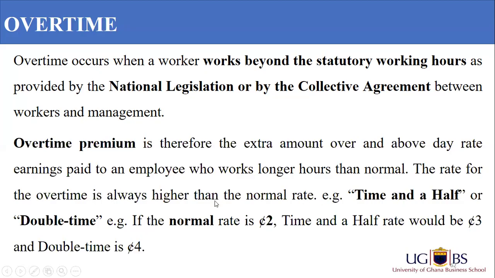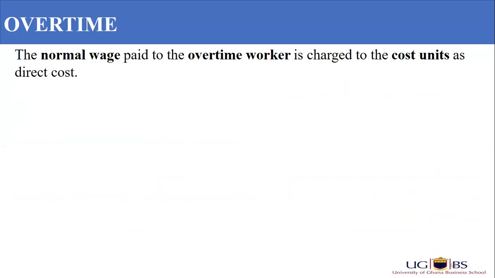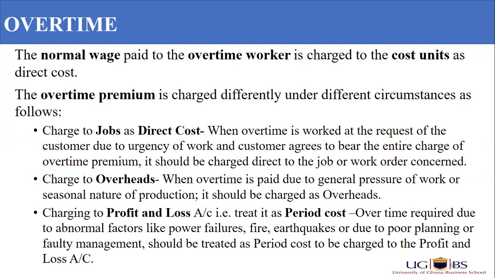So it can be time and a half or double time. Example, if normal time is 2, time and a half is 3, right? And then double is 4. So the one that has been added to the time and a half becomes your overtime premium, and for double time the 2 becomes your premium. But overtime cost will just be the time and a half times the overtime being worked, right? So keep that in mind. The normal wage paid to an overtime worker is charged to the cost unit as direct cost.